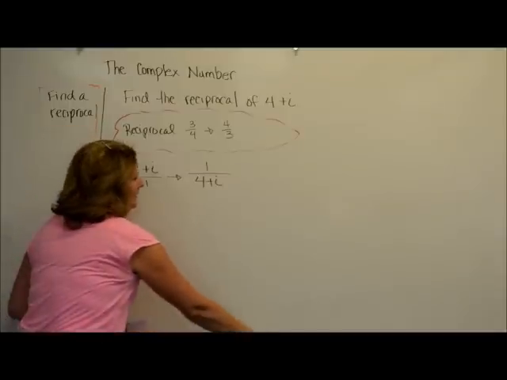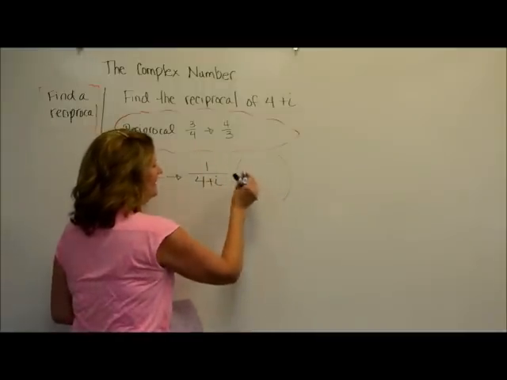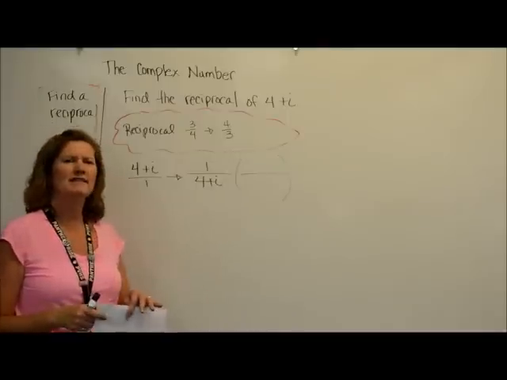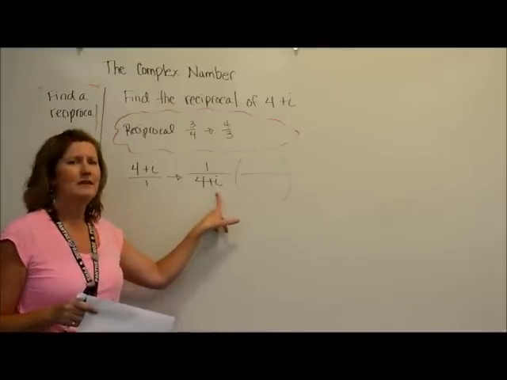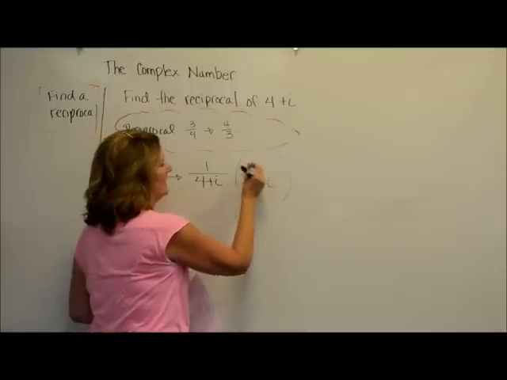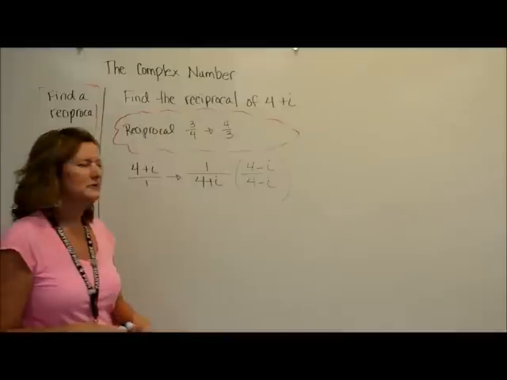So what are you going to do? Well, I'm just going to multiply by 1. It's going to be a special one. It's the one that's going to give me a real number in the denominator, so it's going to be the conjugate of 4 plus i, so it would be (4 minus i) top and bottom. Remember, we're just multiplying by 1. It's my manipulation number, so it's okay.